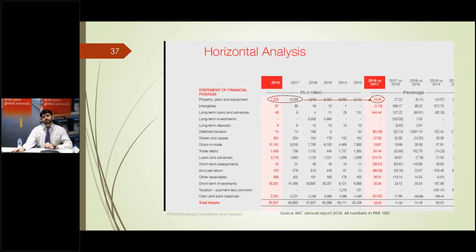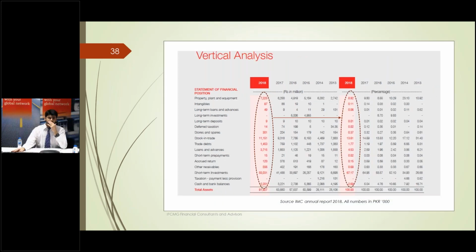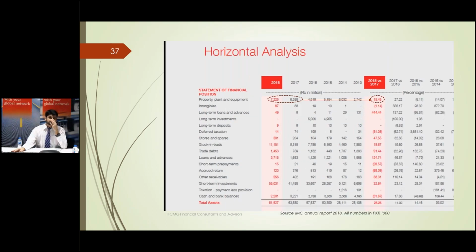Next, we have horizontal analysis and vertical analysis. We have the statement of financial position here. Horizontal analysis is very good for looking at trends, and apart from that, we have information over a period of time that we can compare.